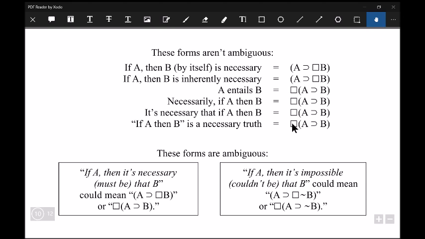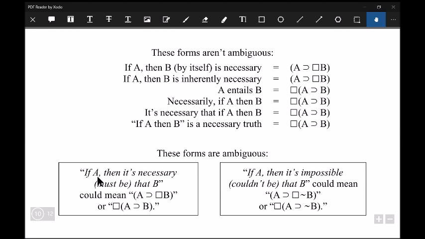When you do the Logicola proofs, you have an ambiguous one. In the type-the-answer exercise, you've got to type one form or the other. But don't do it always, it will mark you wrong. These aren't ambiguous. Which forms are ambiguous? Well, two forms. If A, then it's necessary that B, and instead of necessary, you could say that it must be that B, or something equivalent. Could mean box inside or box outside. And if it says this, if A, then it's necessary that B, you've got to do it two ways.